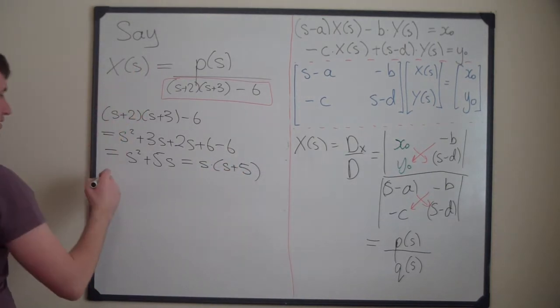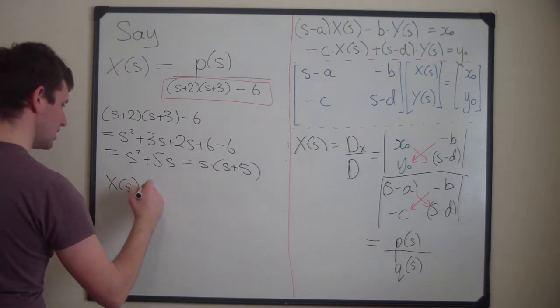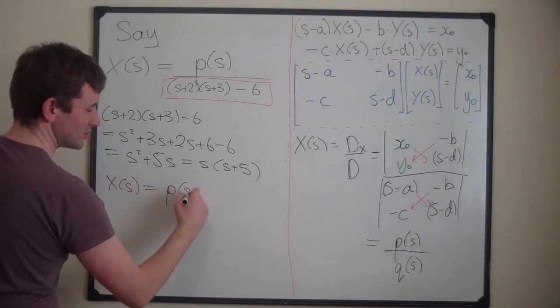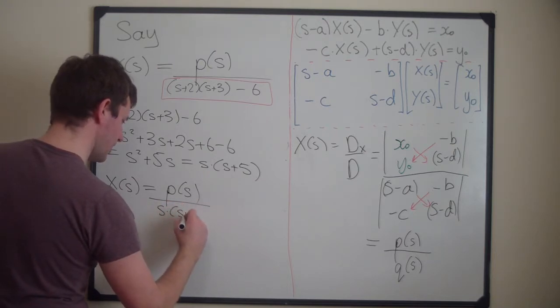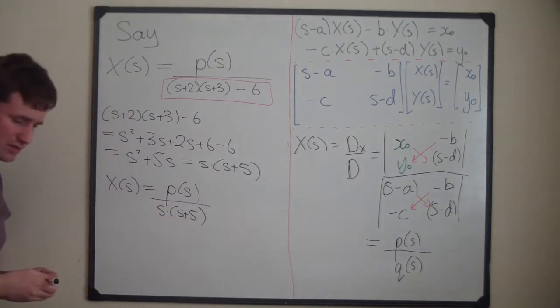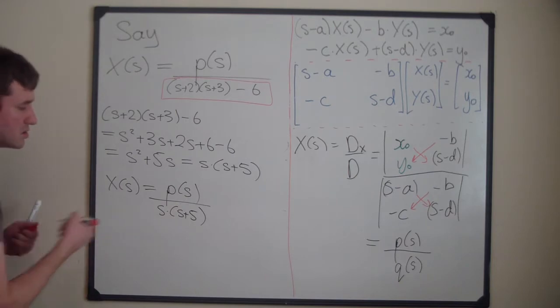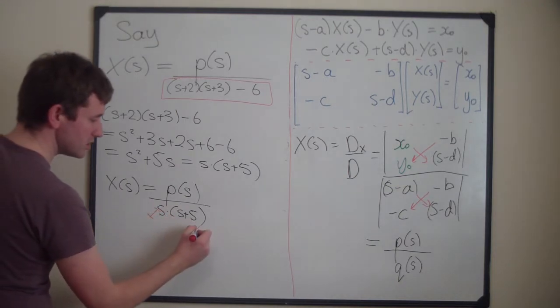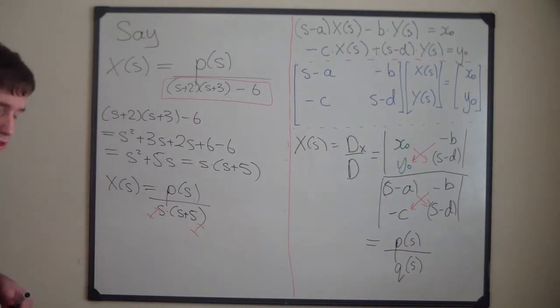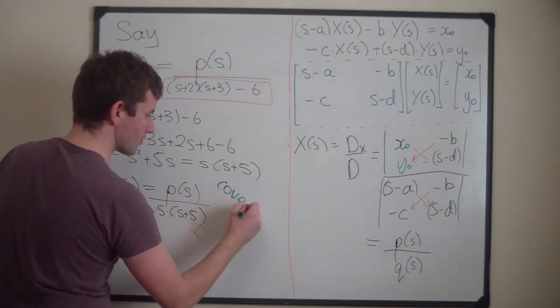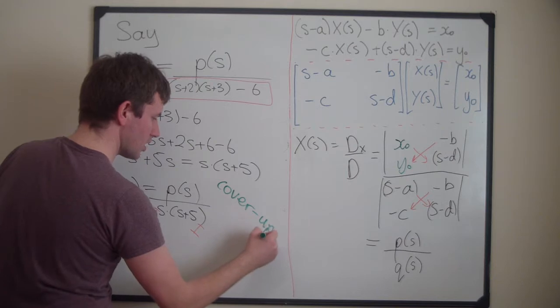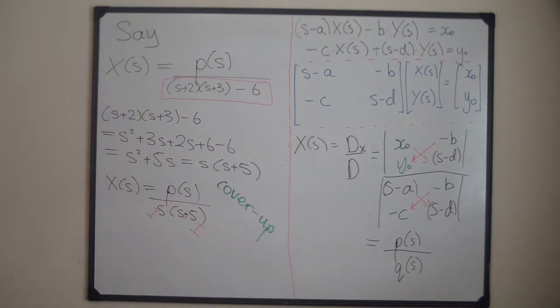And so in this case, the x of s is equal to some multiple of s plus a constant over s times s plus 5. And then if you look at this, this is a rule 1, this is a rule 1, and so you can do the cover-up method here. Yeah, that's probably the only thing to look out for.